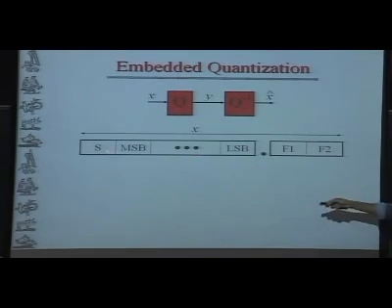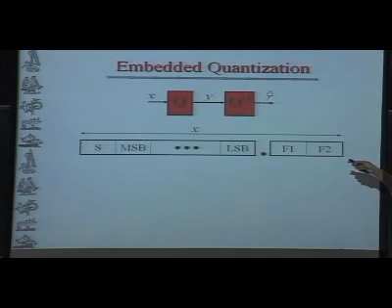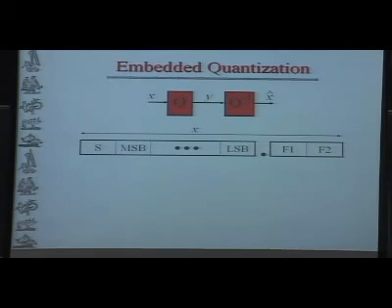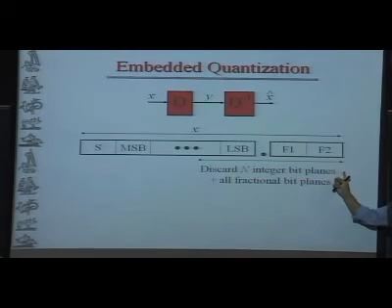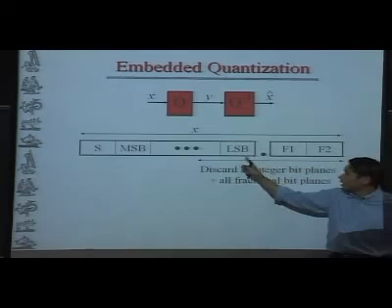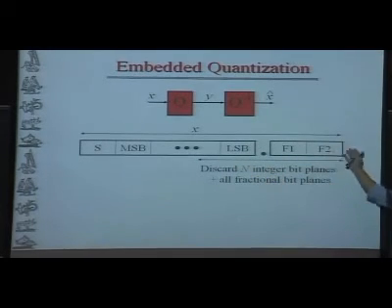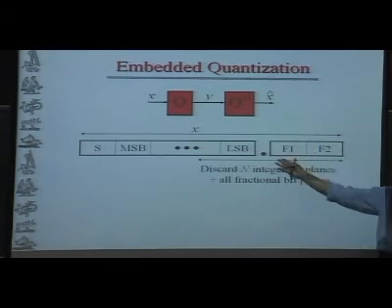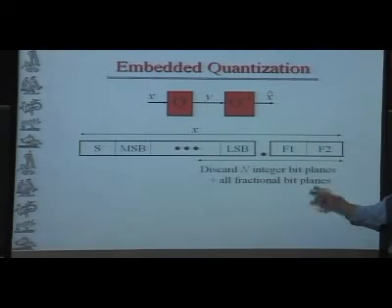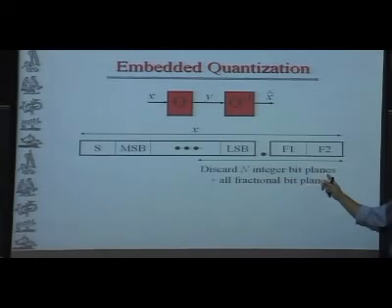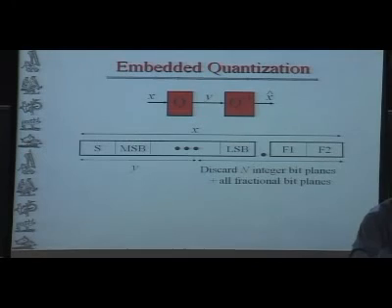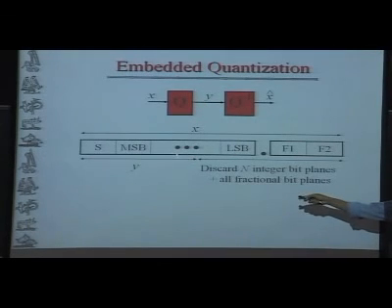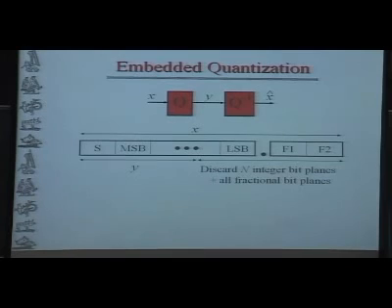So these are the binary bit assignments in the beginning. So x is here, y is here, and x hat is there. And this is what embedded quantization does. I'm going to discard n integer bit planes, meaning I discard n bits here and all the fractional bits. I'm going to throw away all the fractional bits, and further, I'm going to throw away several integer bits, the least significant bits. And I call this y. So this is going to be y. This is a very easy thing to do, right?